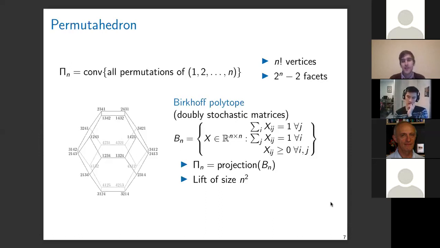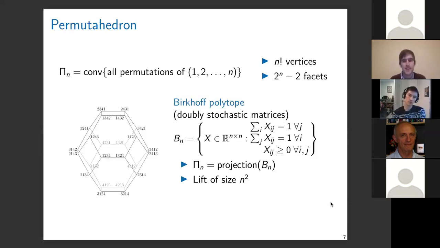But okay, it's got n factorial vertices, so lots of vertices, 2 to the n-ish facets. Does it have a small lifted representation? Okay, and the answer is yes, it has a couple of interesting ones. So one such representation comes from using the Birkhoff polytope as the polytope upstairs.